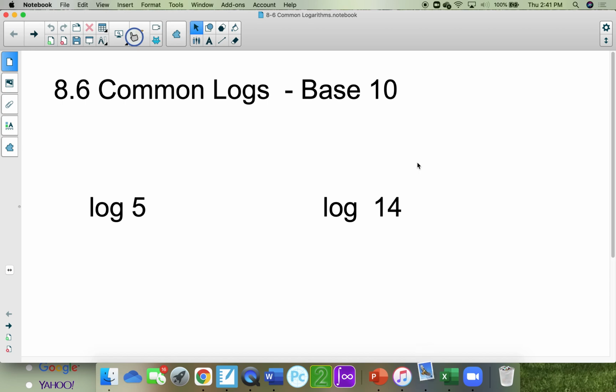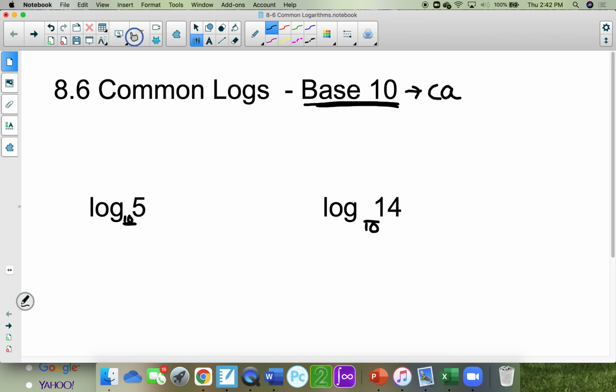Okay, 8.6, you're going to find out what a common log is. The only difference between 8.5 and 8.6 is that all of the bases are 10. So on the ACT, if you don't see a number down here, it's automatically a 10. And since it's a 10, you can just use your calculator. So take out your calculators.